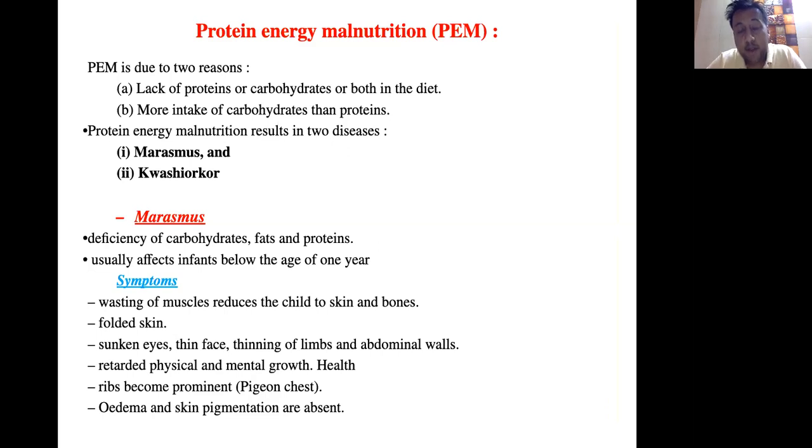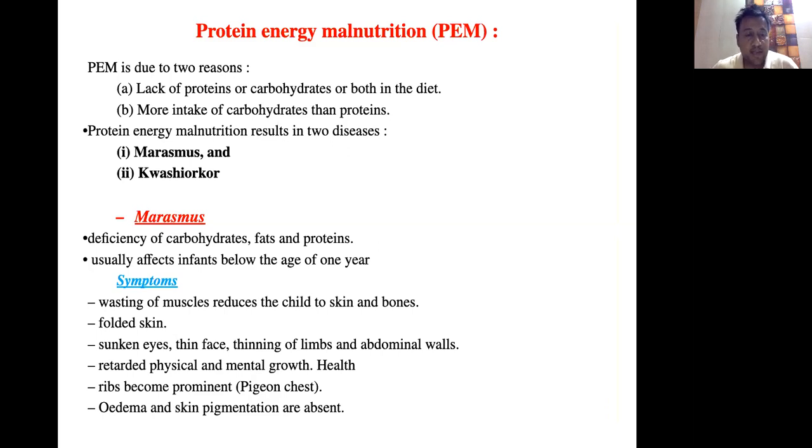That can result in one type of protein energy malnutrition. While if there is deficiency in both, meaning protein is also low and energy is also low, that can lead to another type of protein energy malnutrition. So this can basically be classified into two types, either marasmus or kwashiorkor.